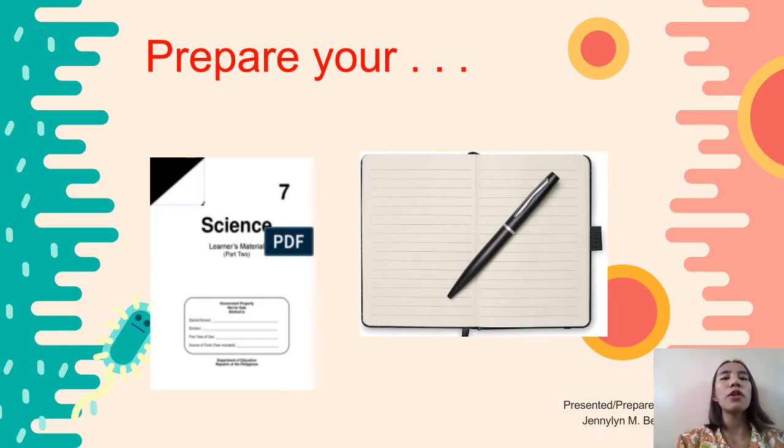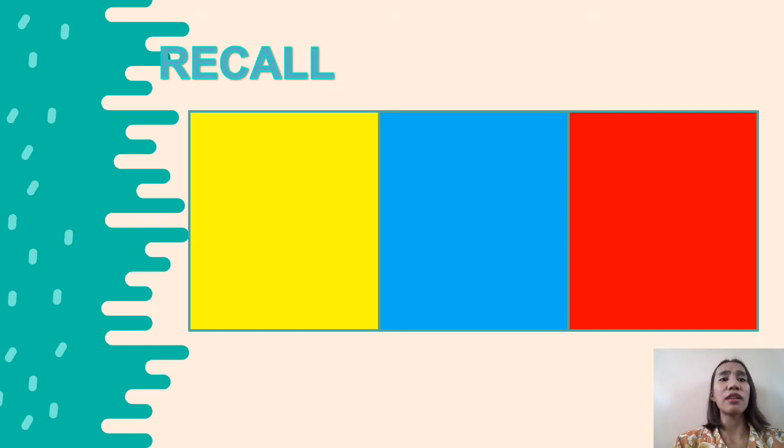So now, before we proceed to our new topic, let us first recall our topic last meeting. What was our topic last meeting? Yes, very good. Last meeting, we discussed the difference between the plant cell and animal cell. I have here different colored boxes. Each box has questions, and I want you to answer them. So, who wants to volunteer?